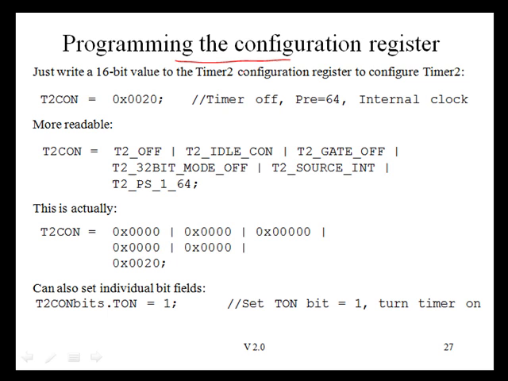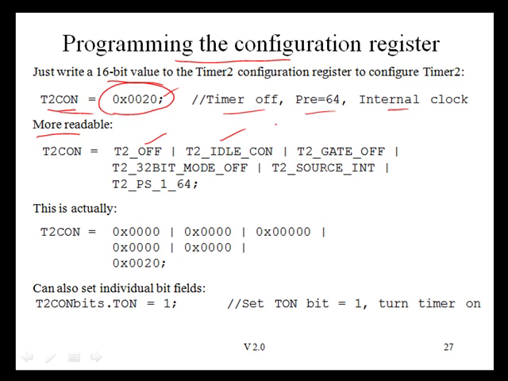To program the timer 2 configuration register, one way to do it is simply write a 16-bit value to it, like here. Here, the name of the timer 2 configuration register is T2CON, and we're simply going to write this 16-bit value to it. This 16-bit value is going to turn the timer off, set the prescale to 64, and select the internal clock.